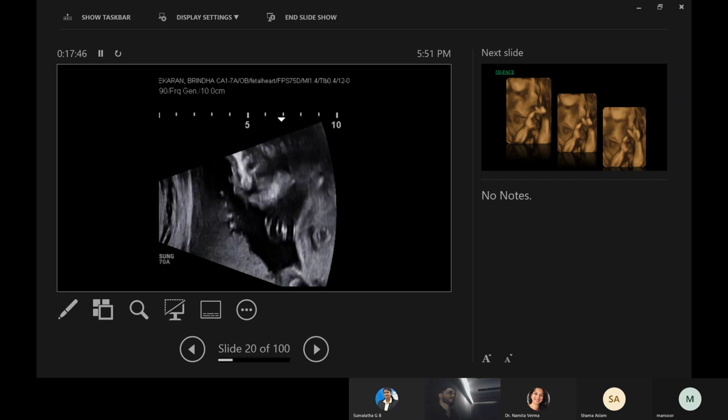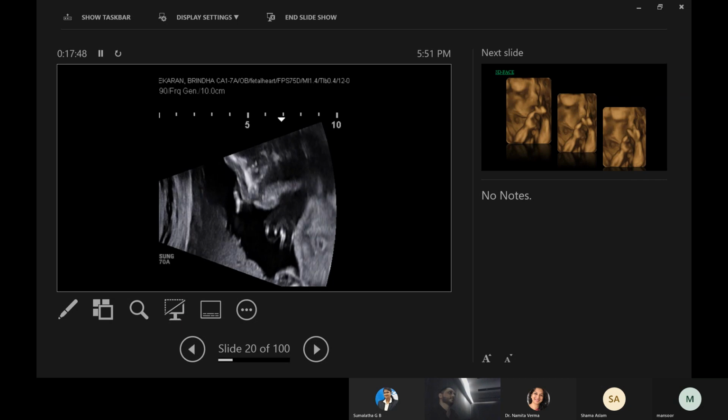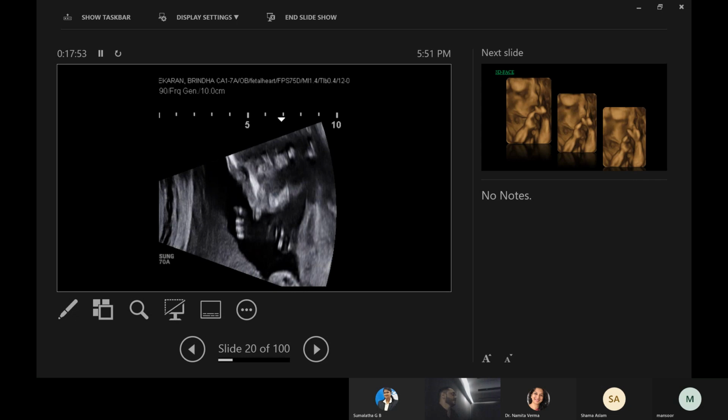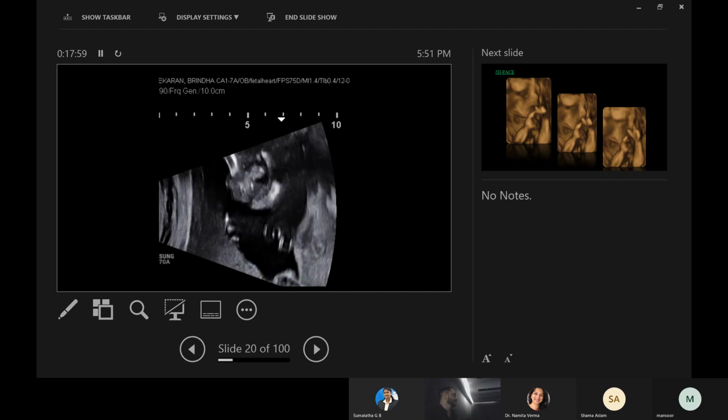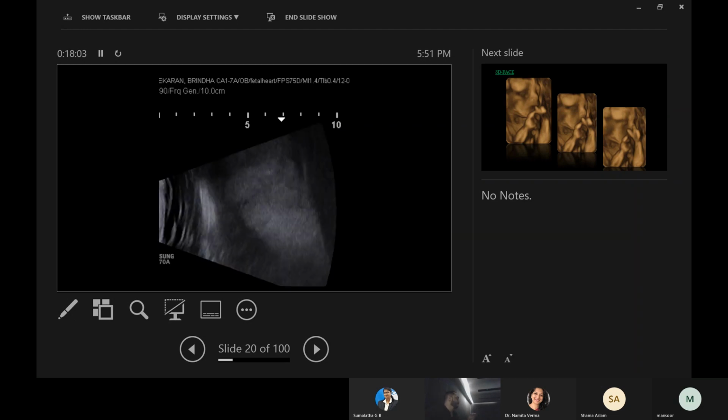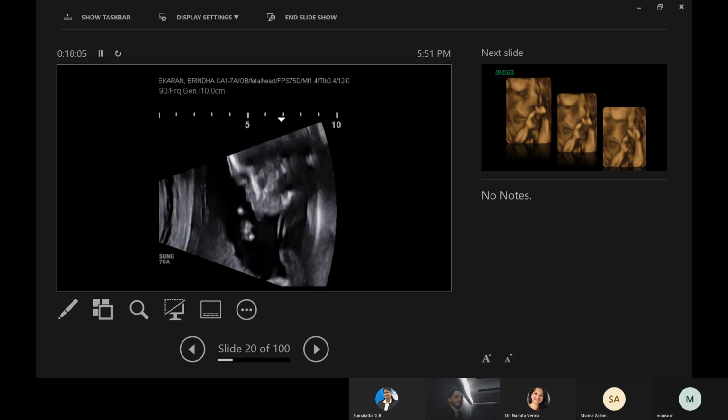If the baby is able to swallow like this, then you can be assured that there is no esophageal atresia and all. And if possible, in this view, just put on your color also. If there is any esophageal atresia, then you will see the baby vomiting. In the color Doppler, you can make it out.